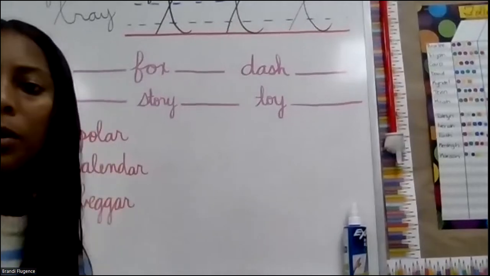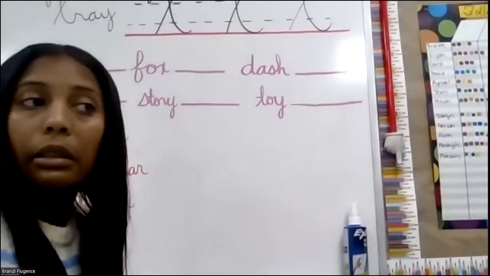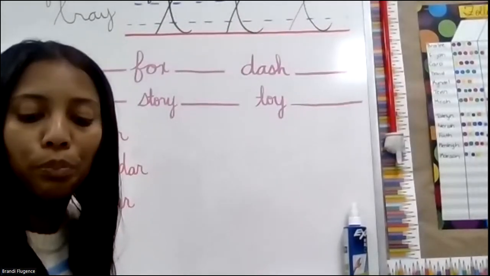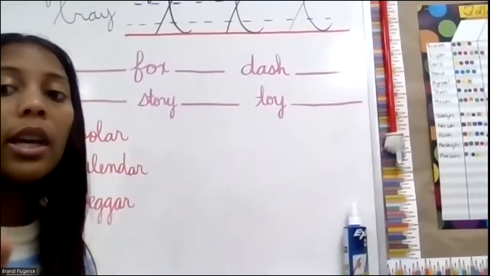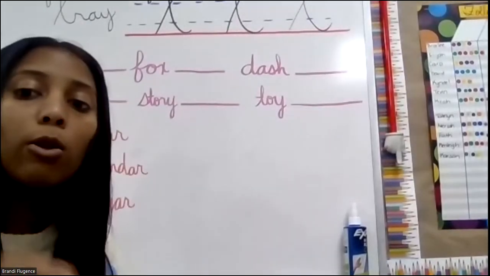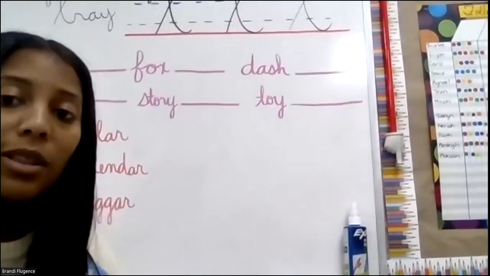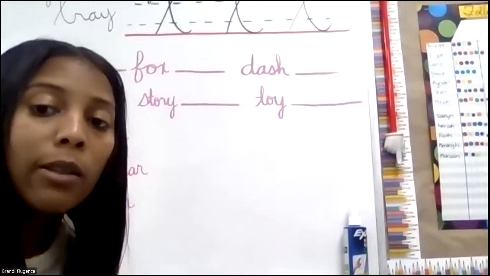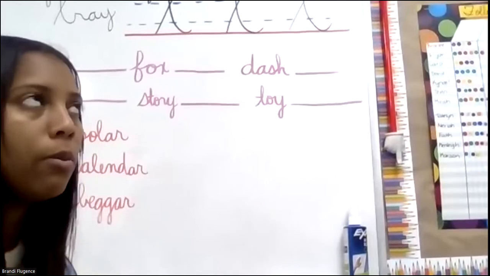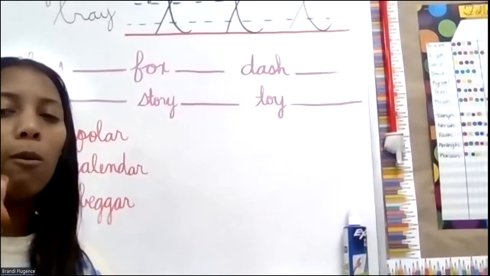Okay, crying. What would that look like? Crying, Kenley? Crying. Remember, we don't do anything to cry because that ends with the special sound Y. So all we do is simply add ing. Good. All right, this was a rule we learned last week.